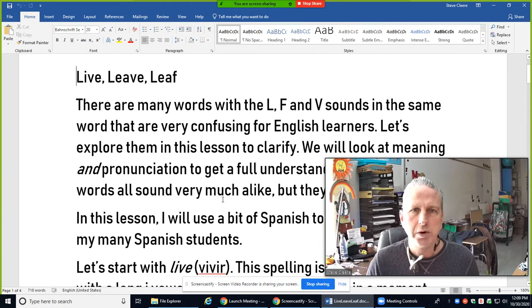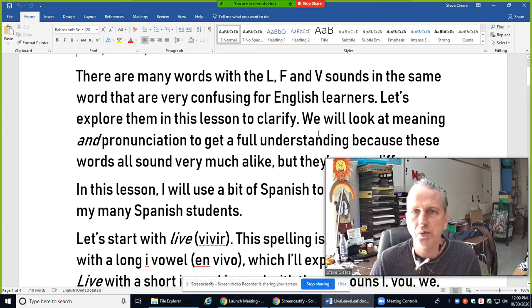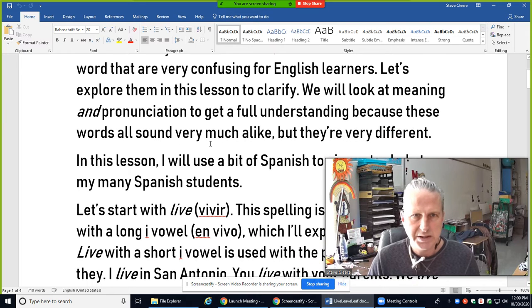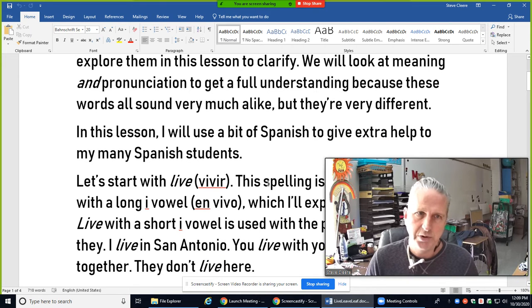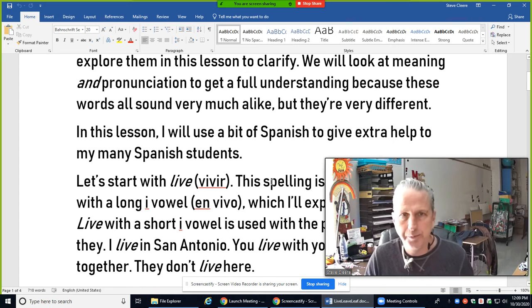So there are many words with the L, F, and V sounds in the same word that are very confusing for English learners. Let's explore them in this lesson to clarify. We will look at meaning and pronunciation to get a full understanding because these words all sound very much alike, but they're very different. In this lesson, I will use a bit of Spanish to give extra help to my many Spanish students. Let's start with live, vivir.